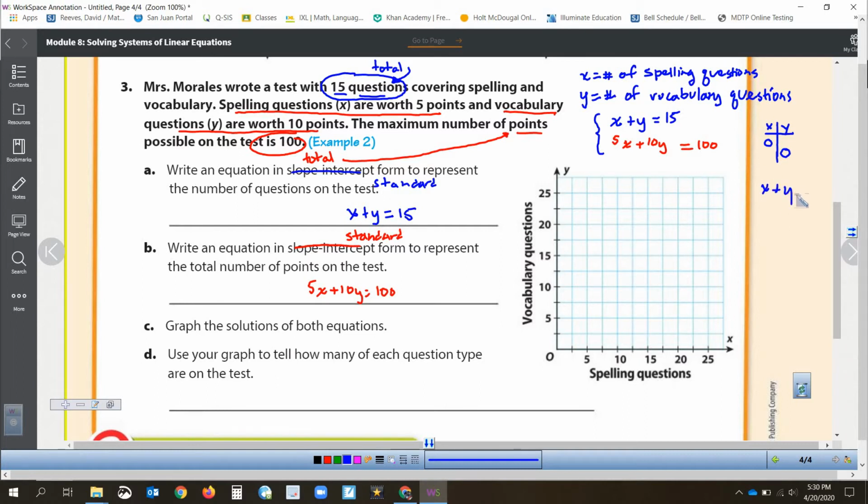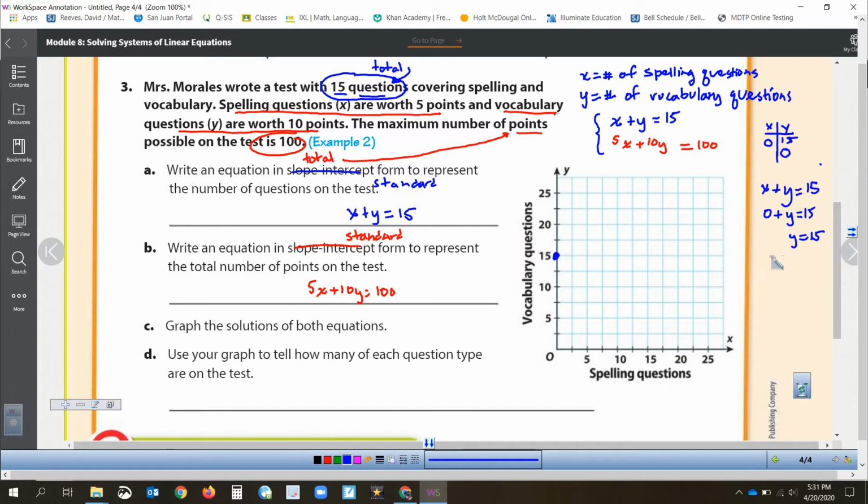If I put in 0 for x right here, I get 0 plus y is 15, or y is 15. In other words, if there are no spelling questions, then there has to be 15 vocabulary questions. So I'm going to plot that point. When there are 0 spelling questions, there are going to be 15 vocabulary questions. That point is right there.